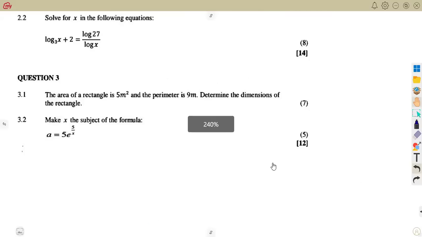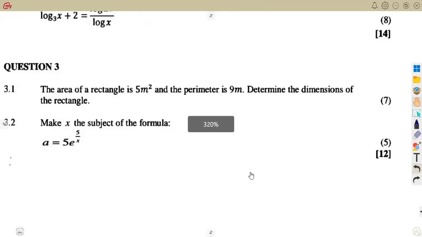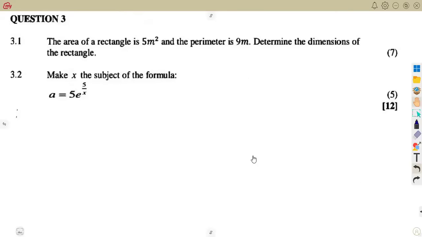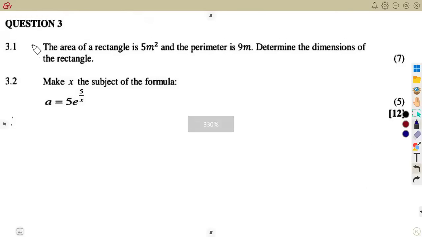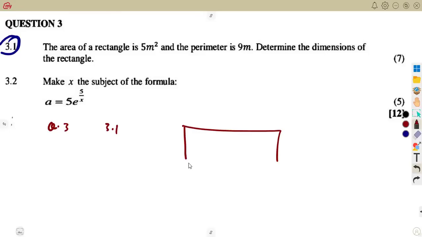So that was it for 8 marks. Okay, another 7 marks there. Question number 3. 3.1, we are given the area of a rectangle. So the moment you're given this, it's a word problem, guys. So it's a rectangle that you're given, and we are told that its area is 5 square meters.